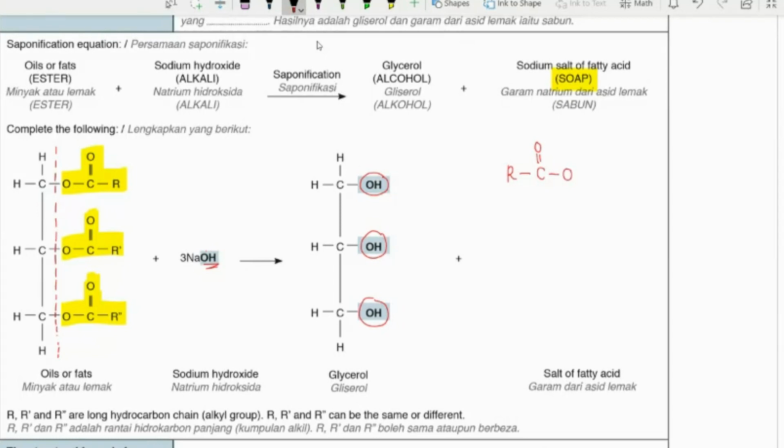So this one is negative. Then this one, sodium is from here. So sodium positive, like this. So how many of it? 3 of it. So R here, negative, and Na plus.